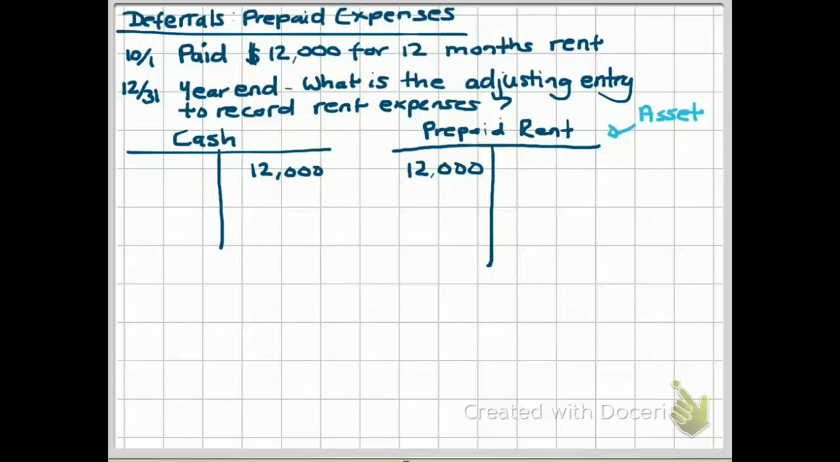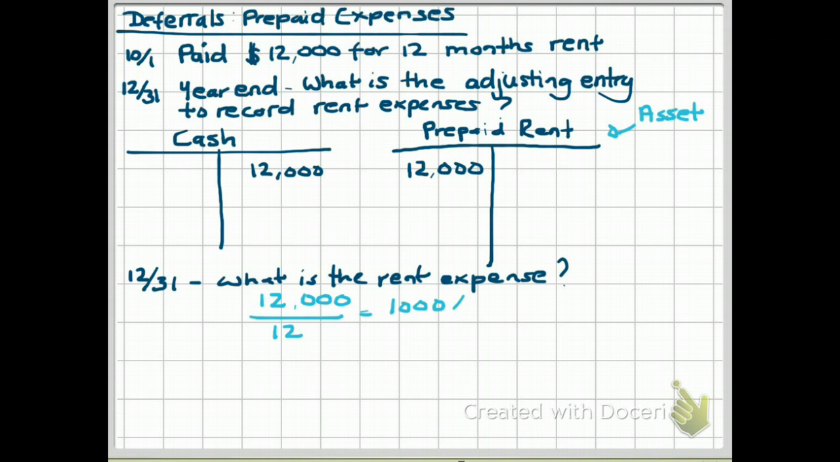Since we've used up 3 months of the rent, on December 31st, what is the rent expense? How do we calculate it? Well, you know that the $12,000 that we paid was for 12 months, which means the rent is $1,000 per month. 12,000 divided by 12 months. Now, how many months have we used up? We said 3 months. So you multiply 1,000 by 3 to come up with $3,000 rent expense for the months of October, November, and December.